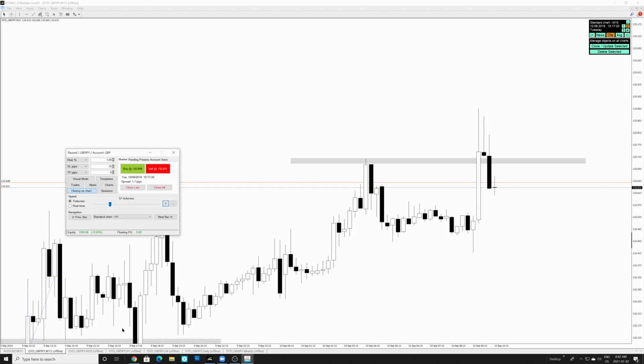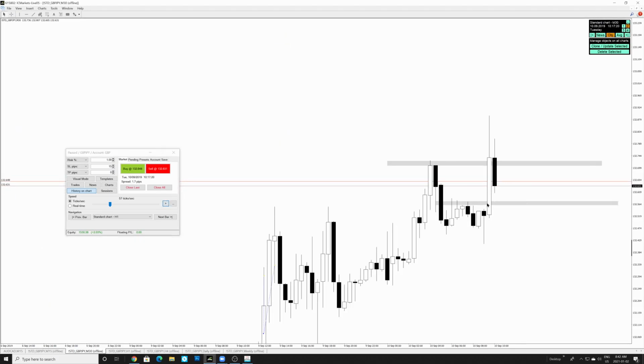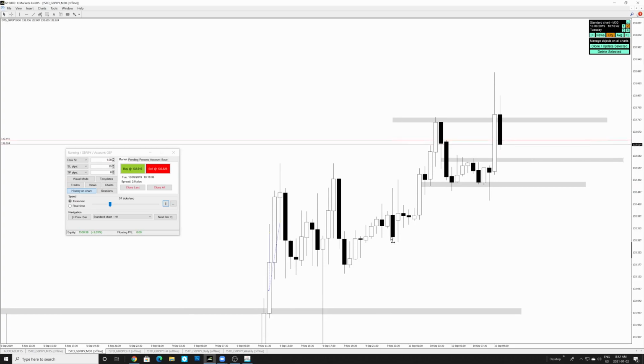We got this support here, and then we also got this minor support over here, man. This price action is getting very difficult now. So when price action gets difficult, you just gotta wait.